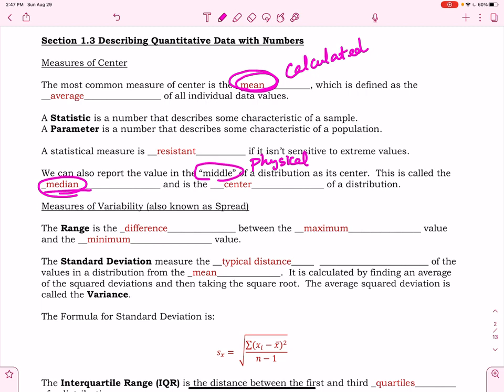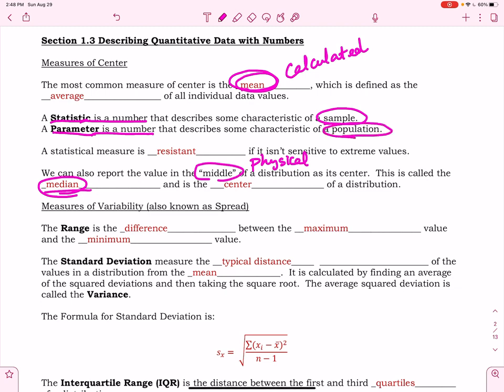So I also want to address in this video this idea of a statistic versus a parameter. Now I want you to notice in my definition here, a statistic is a number and a parameter is a number, but they describe different things. Notice that a statistic describes a characteristic of a sample and a parameter describes a characteristic of a population.